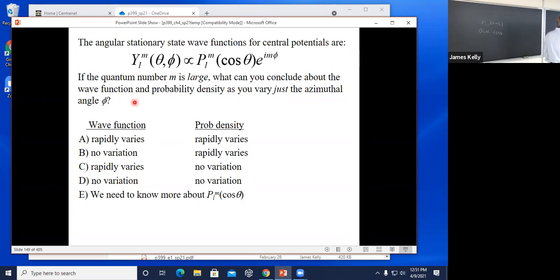Okay, so we're supposed to answer about what happens to the wave function as we go around. That means just this part. What happens to the probability density, which means the magnitude squared of this part of the function? We're ignoring the radial part because we're just concerned with how it changes as you go around in phi, not as you go to different radii. So take a second to think about that.